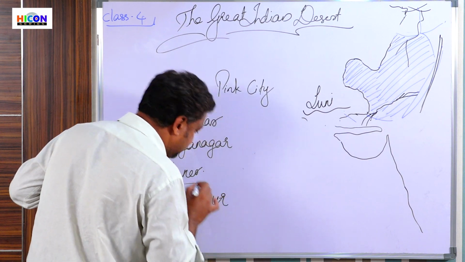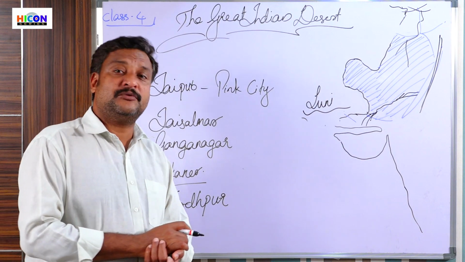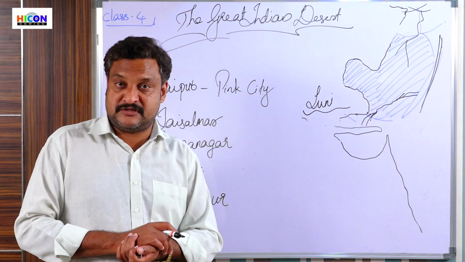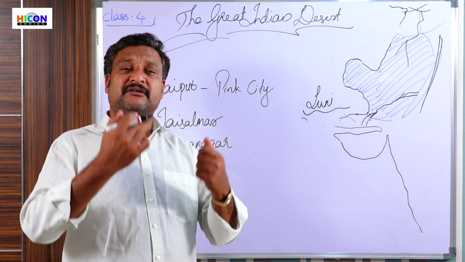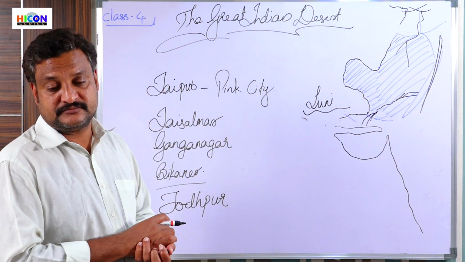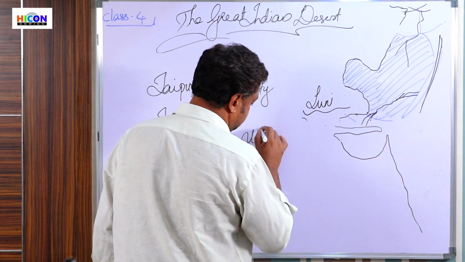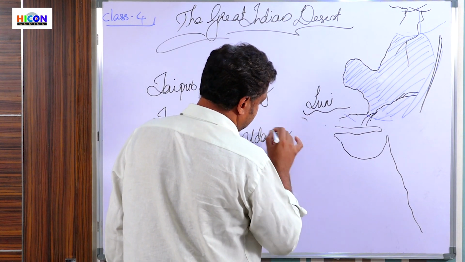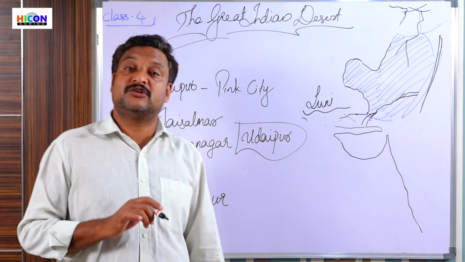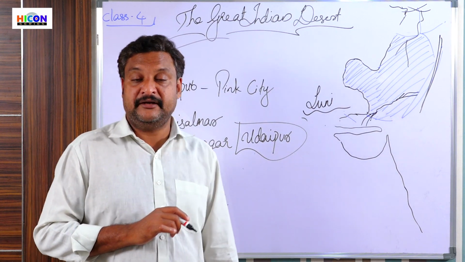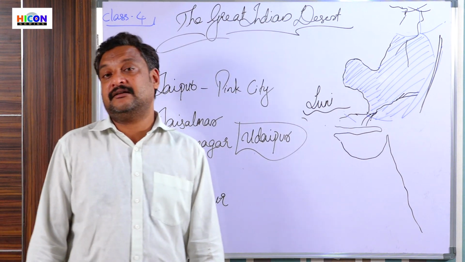So, all these regions have got some importance in the history of India. Once upon a time, these were all small kingdoms, and these people had fought very bravely against the British rulers. Okay. Then we have Udaipur. Udaipur is known as the city of lakes, and there is a building which is actually in the lake itself, a palace which is there in the lake itself.